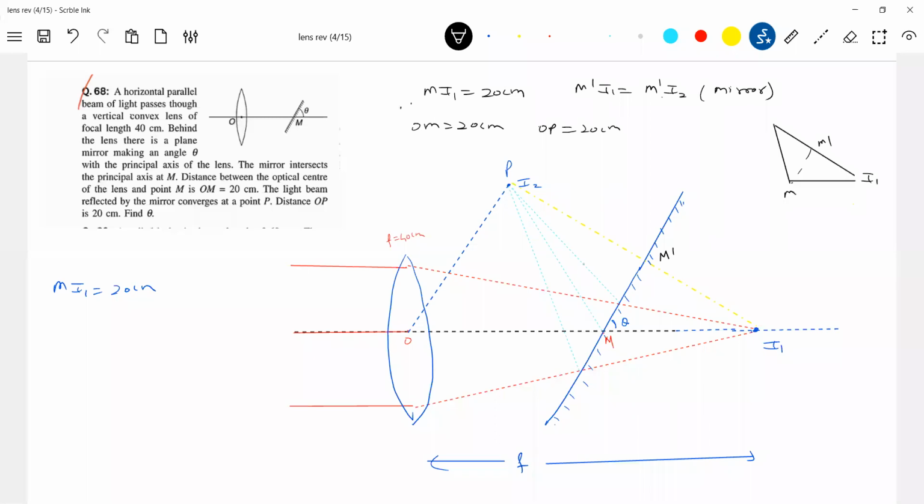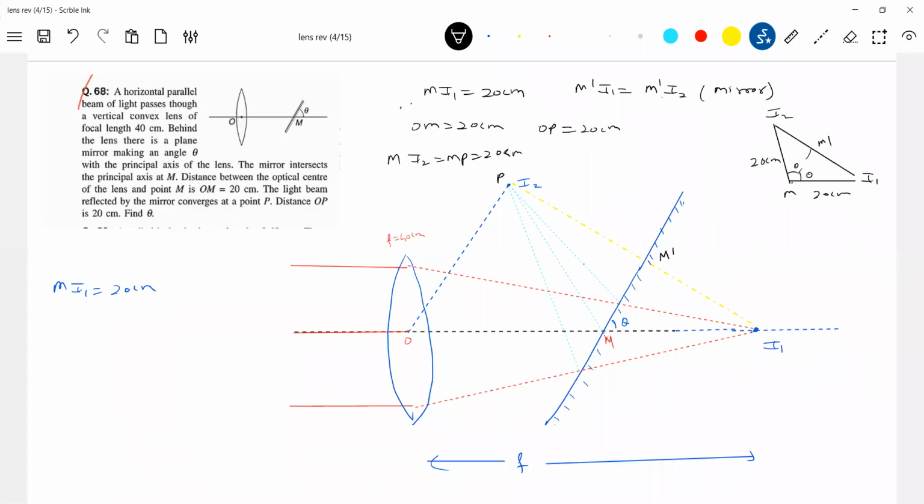M dash I1, I2. So this is 20 centimeter. M dash I1 should be equal to this one. This is theta, this must be theta. So therefore this should also be 20 centimeter. From the triangle MI2, MI2 equal to MP should be 20 centimeter. And this is very important. So what do we get?